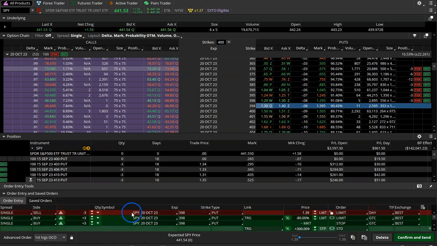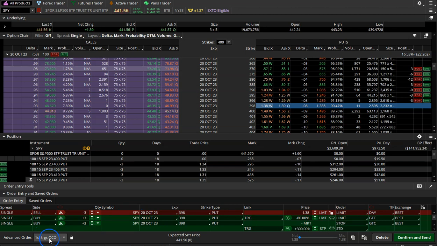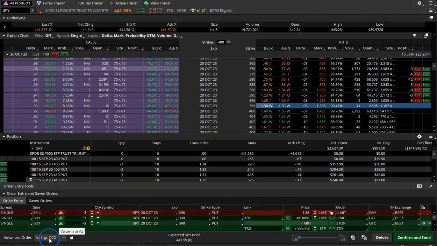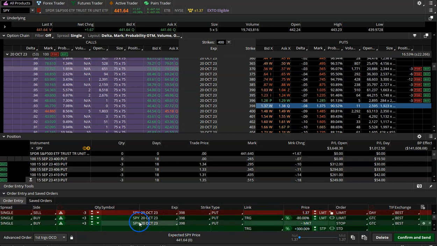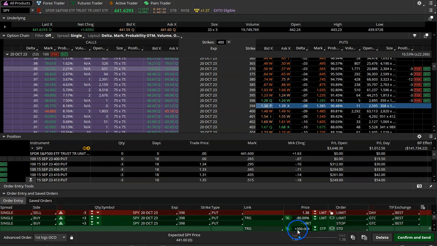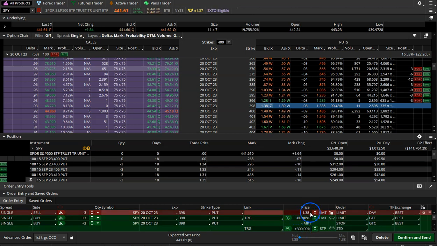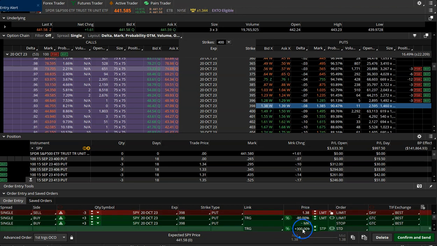But the idea here is this is a first triggers OCO, and the way it works is that I'm selling to open three $398 puts on SPY in the 20 Oct expiration. Current price is about $1.38. When and if this to open order fills, I have the OCO. It's a GTC order that's going to go in, and either I'm going to buy to close at 80% of original credit, or I'm going to buy to close at an increase in the initial credit by 300%. So that's my 3x stop.